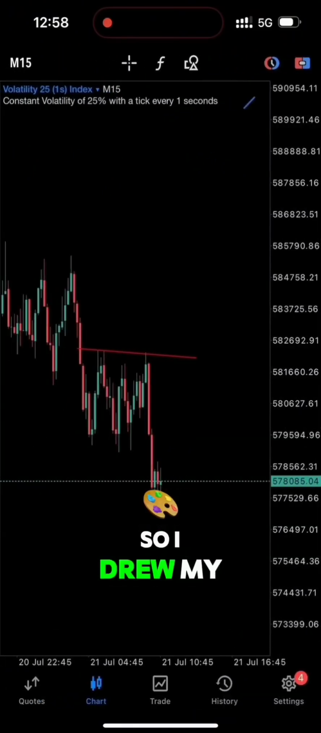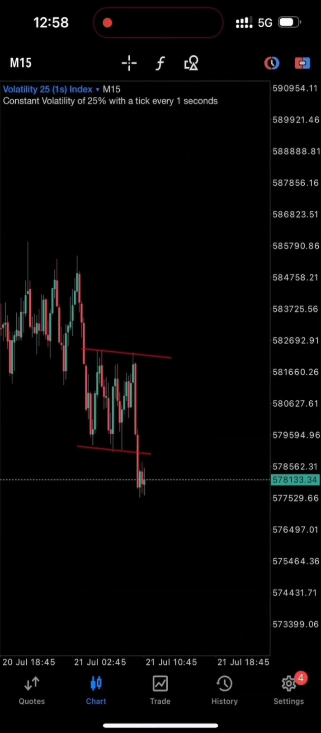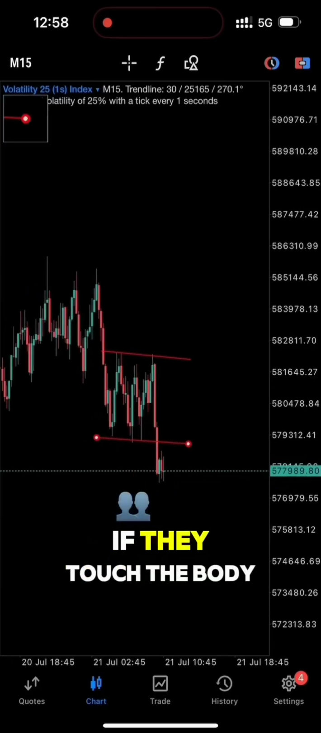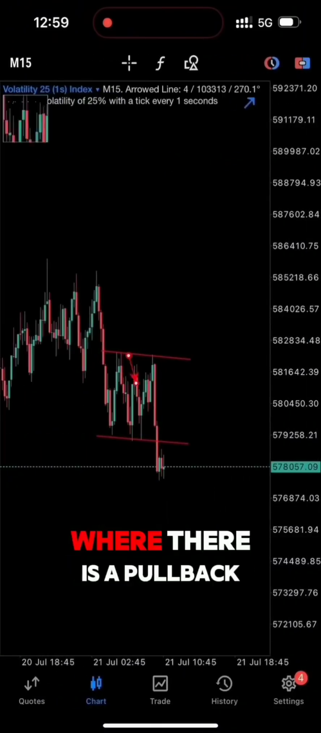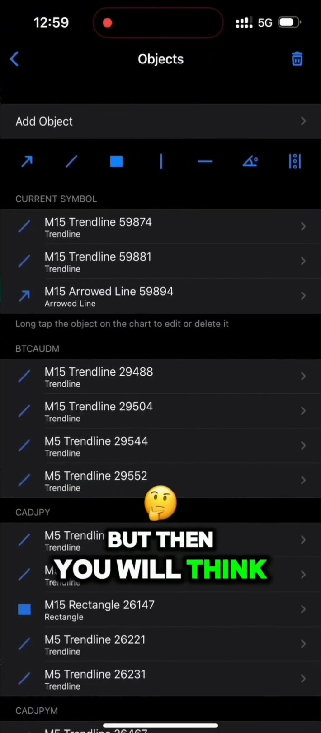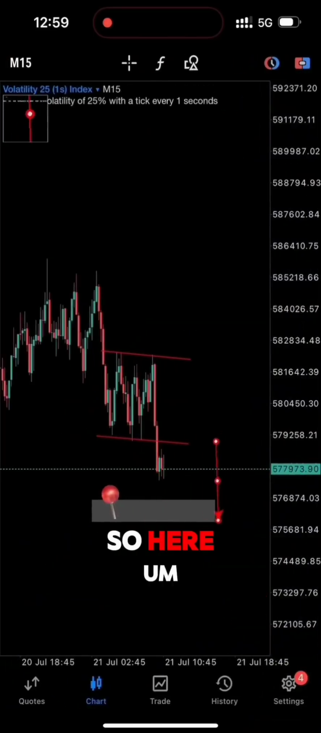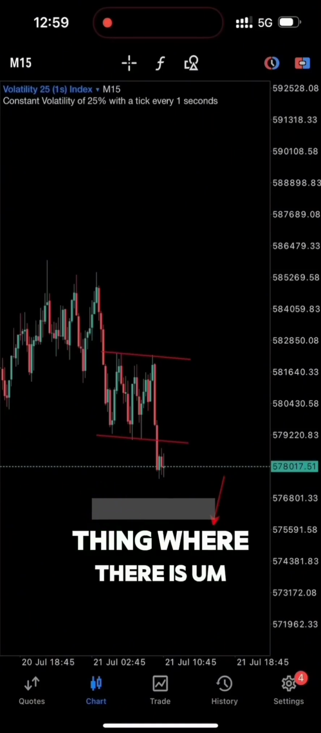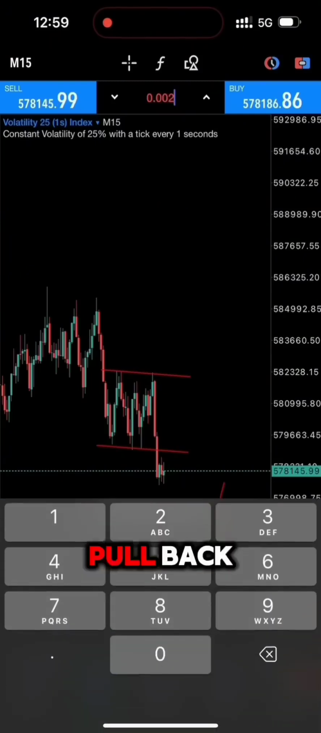All right, so I drew my trend lines like this, the upper trend line and the lower trend line. All of them will be touching the wicks of the candles, not the body, because if they touch the body, it will cause confusion, whereas where there is a pullback, it will not touch the trend line, but then you will think it did, and then you go into a wrong position. So here it seems like we are having a clear breakout and then a pullback.